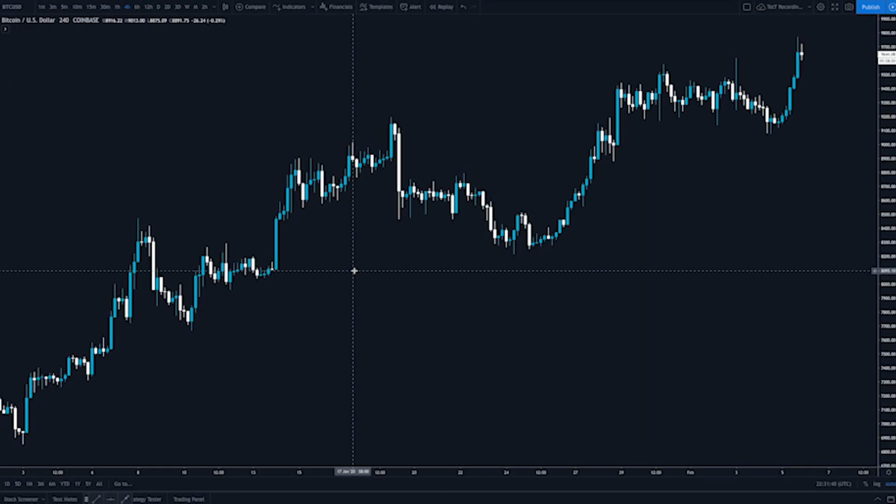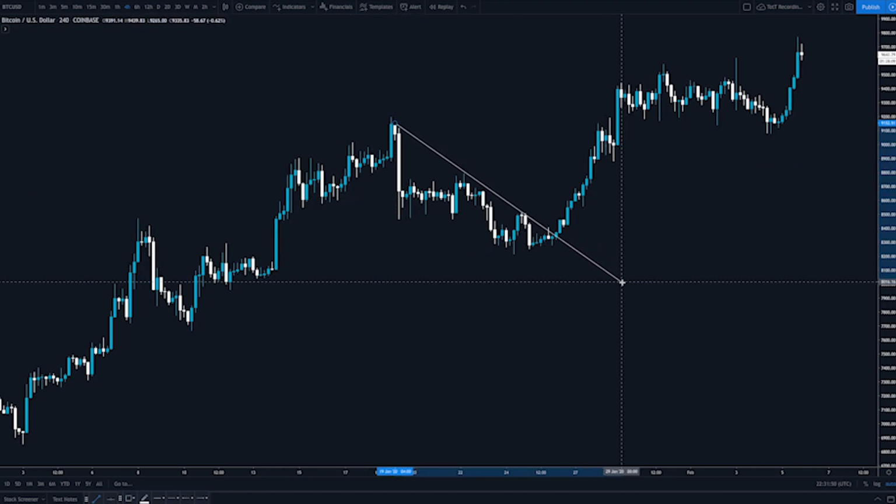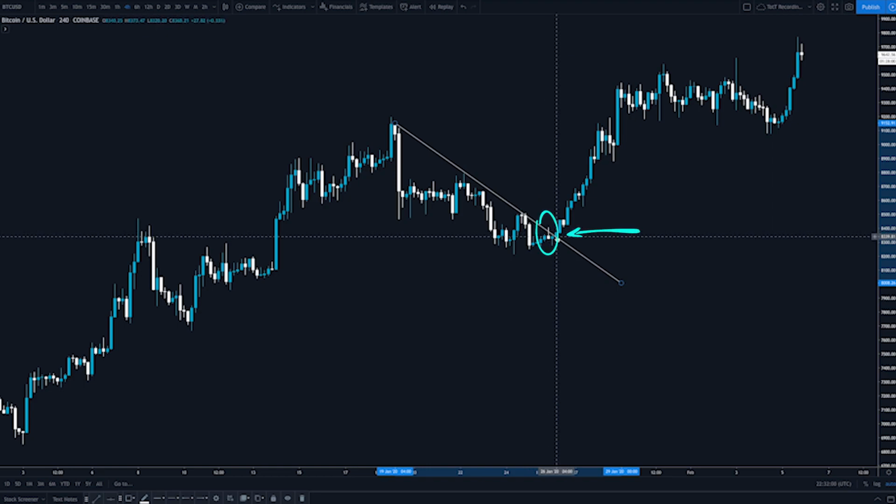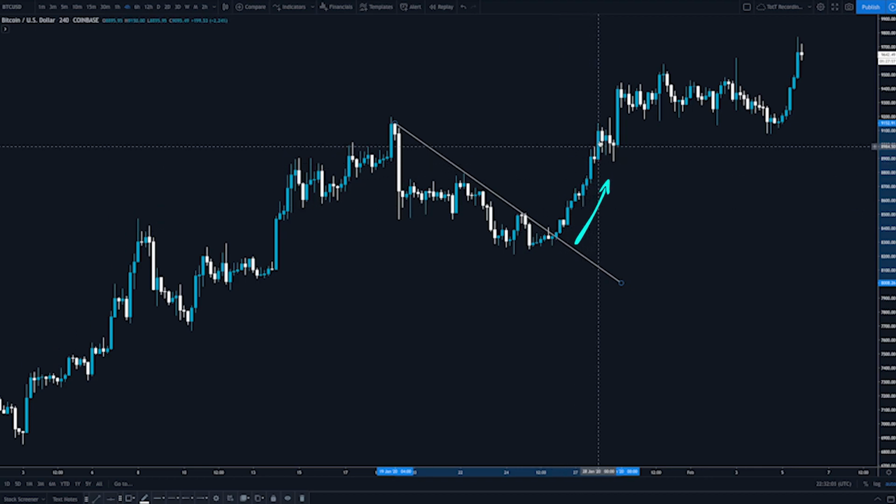Now here we have our 4-hour Bitcoin chart. Let's see if we can identify some support and resistance. Well, here we see a diagonal resistance with 3 touches along the line, making it a valid resistance line. On the 4th touch, we weren't able to break through. But on the 5th touch, however, buyers stepped in and effortlessly pushed the price up higher.